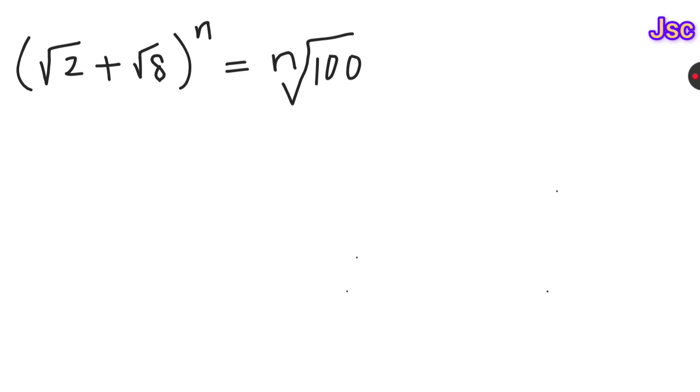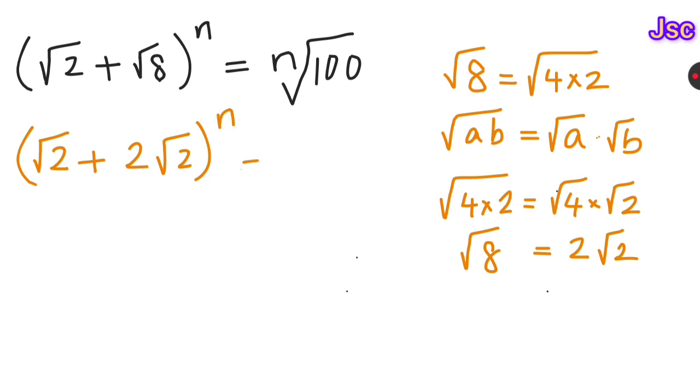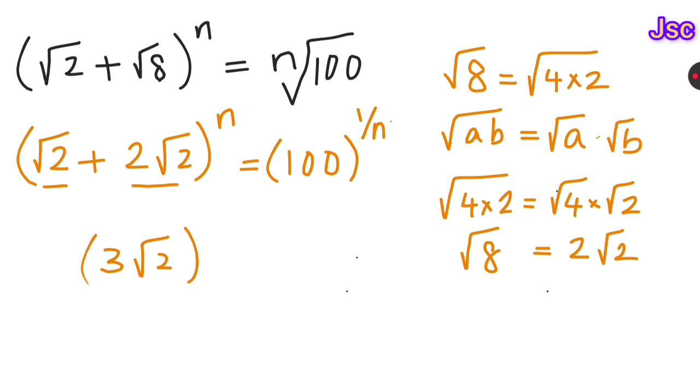On the left hand side we have √2 + √8. √8 we can write in terms of √2, that is 2√2. So √2 + √8 we can write as √2 + 2√2, whole power n, that is equal to the nth root of 100, that means 100 raised to the power of 1 over n. √2 + 2√2 gives 3√2, whole raised to the power of n, equal to 100 raised to the power of 1 over n.